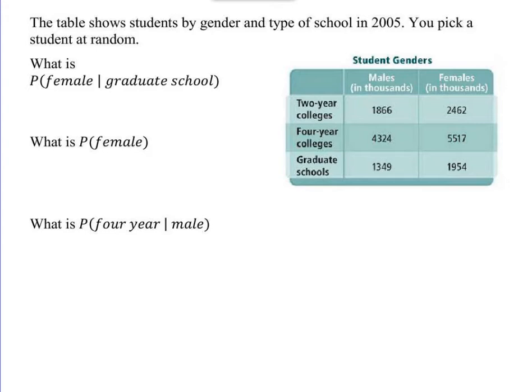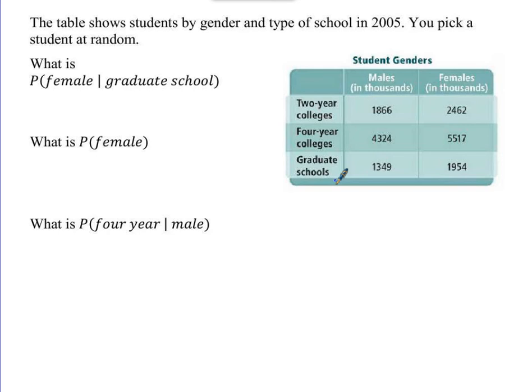This table that you see here is a contingency table. It's a two-way frequency table. It's called a two-way frequency table because we have two different categories here. In this case, males and females in thousands. And down here, actually, this would be three ways on this side. So a two-year college, a four-year college, graduate schools.